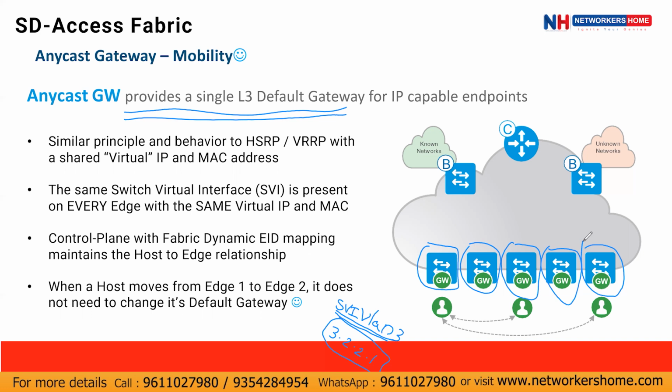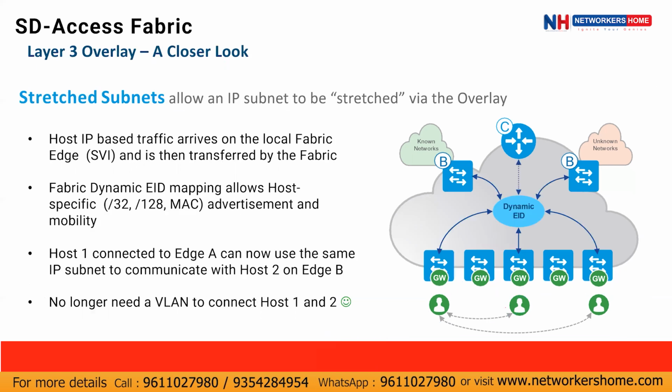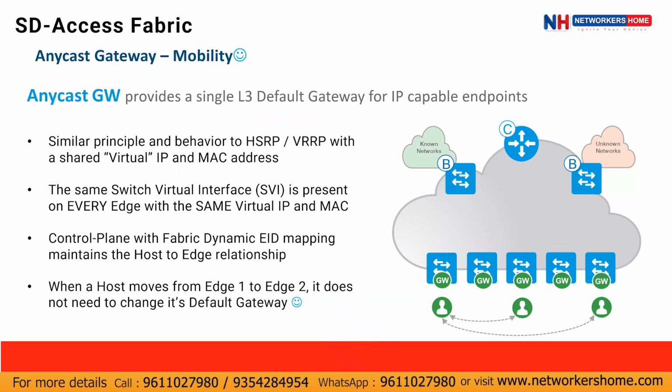But in this case, this specific SVI is present on all the edge nodes, which means if this is the gateway for the endpoints, it is present on all the edge nodes. So no matter where you connect, you can see it is very nicely explained with these arrows. If this user moves on to this different edge node, then yes, you can use the same gateway. Yeah. So Pranav, is this like spine and leaf? Yes.